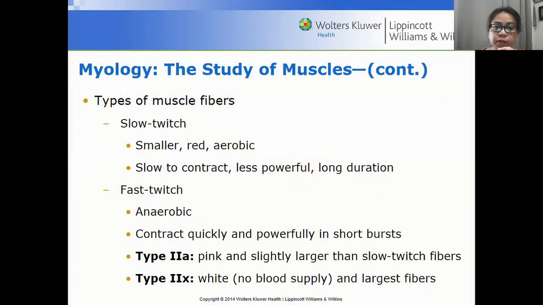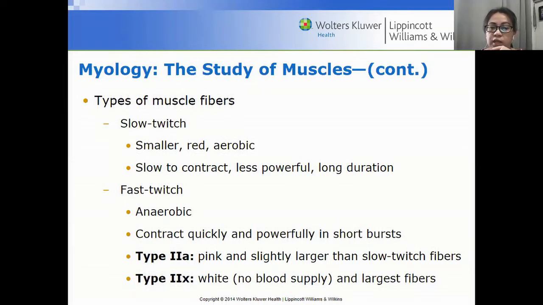So the types of fibers being used, as we all know, include slow twitch fibers. These are small, red, and aerobic. These are slow to contract and less powerful, but give you long duration. For example, in a marathon, the slow twitch fibers take effect more, while the fast twitch fibers, on the other hand, are anaerobic and don't require much oxygen. They contract quickly and powerfully in short bursts, for example when you are lifting a heavy object. So this requires the fast twitch.